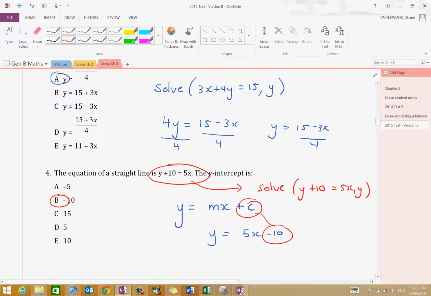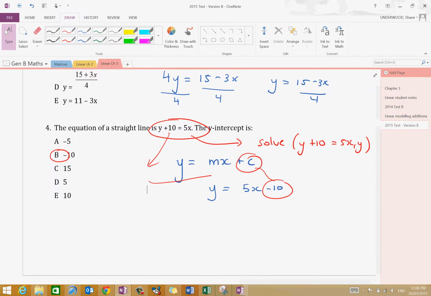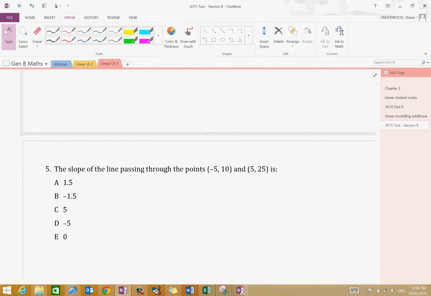Can I get a show of hands of those students that got that wrong, please? There were a few of you. 1, 2, 3. Any more? I thought there were a few more. So the answer to that was negative 10. Once again, you could have done it with your CAS calculator, but you needed to rearrange this equation into mx plus c form.